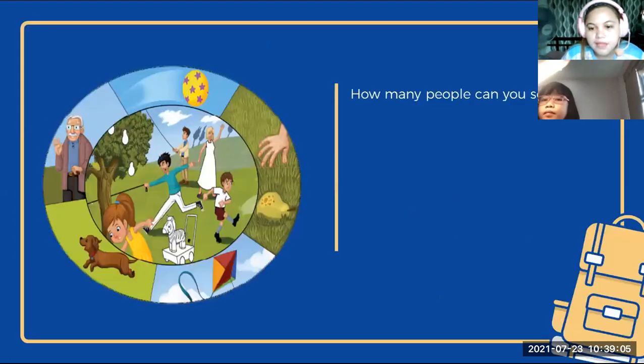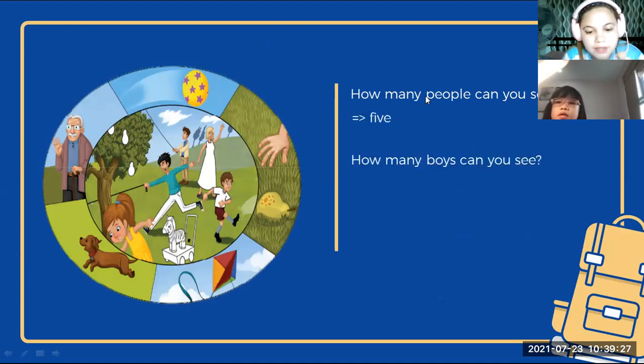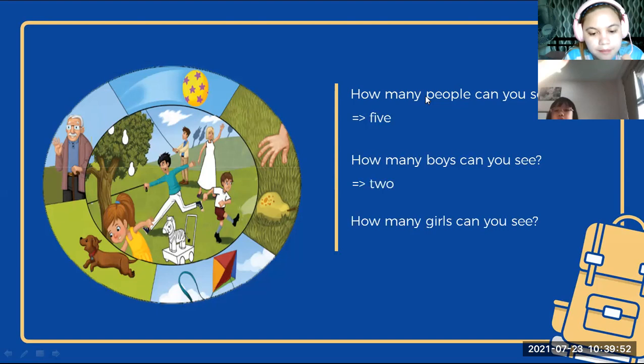Okay, next one, Han. How many people can you see here in the picture? There are five. Next one. How many boys can you see? There are two boys. How many girls can you see? There is one girl.